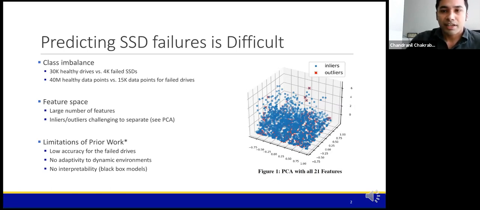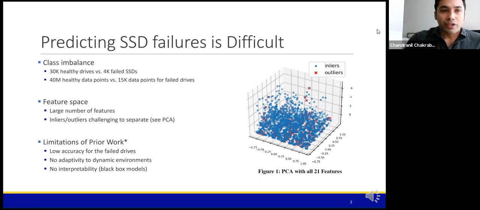A fraction of the failed drives were repaired and put back into production. The delay in repairing the drive lasted up to a year, resulting in even fewer samples from the failed drives. As a result, the dataset contained over 40 million data points from the healthy drives, while only 15,000 data points for the failed drives. In the diagram on the right, we obtain a PCA of all the features, reduced to 3 dimensions. The inliers are the healthy drives, and the outliers, the failed drives, are difficult to distinguish.